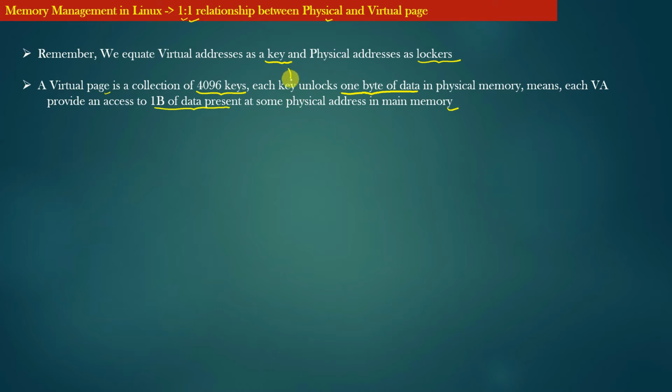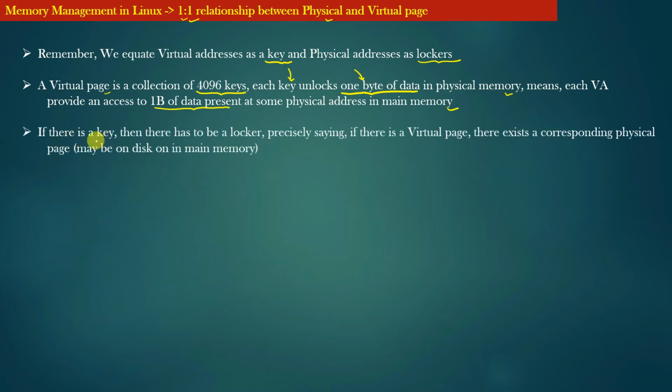So remember, here key is nothing but it is virtual address, and virtual address provides you an access to exactly 1 byte of data which is present in physical memory. So if there is a key, meaning if there is a virtual address, then there has to be a locker. Precisely saying, if there is a virtual page, then there exists a corresponding physical page, and that physical page may be on disk or it may be on memory.